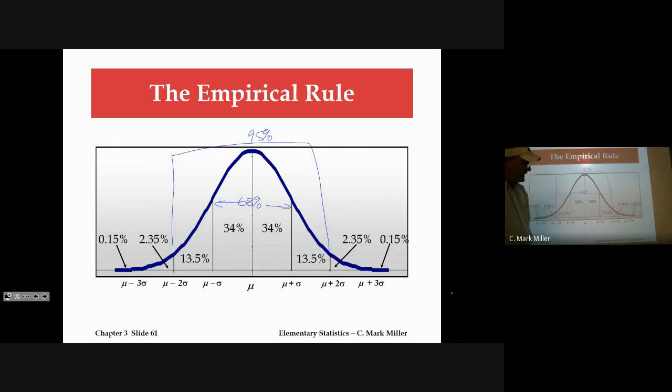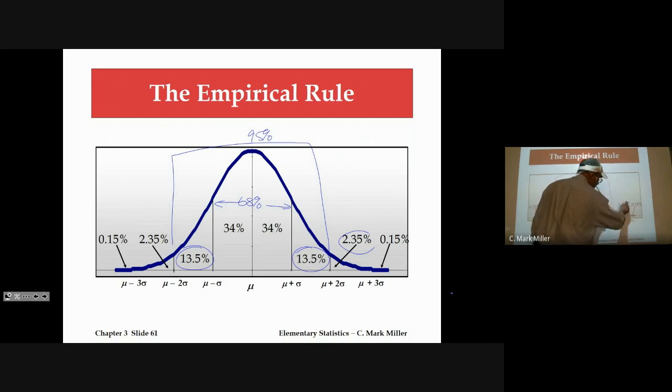27%. So 27%, we put half of 27 there, 13 and a half, half there, 13 and a half. And then from 95% to 99.7%, that's 4.7%. So half of 4.7% goes here, 2.35 goes in this tail, and that ends at the third standard deviation, right?